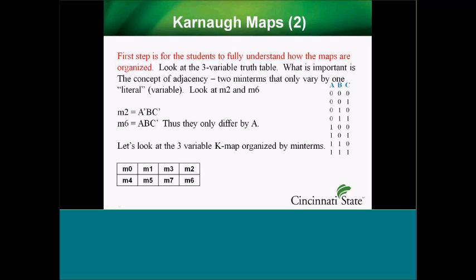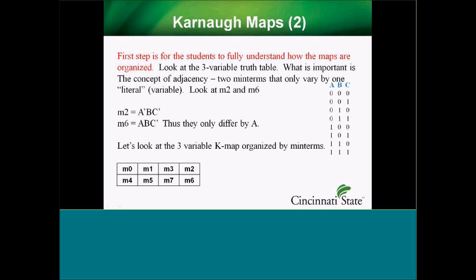The first thing that I work with students pretty hard on is really understanding how the maps are organized. If you look at a 3-variable truth table, start with the concept of adjacency. When you have something like M2 and M6, M2 is A prime, B, C prime, and M6 is A, B, C prime. Thus, they only differ by A. And you can see all kinds of this throughout the truth table.